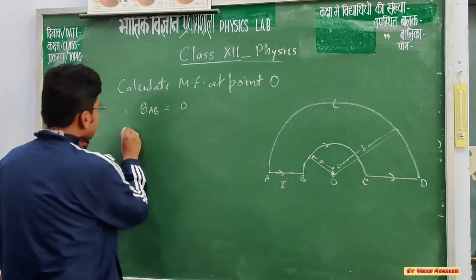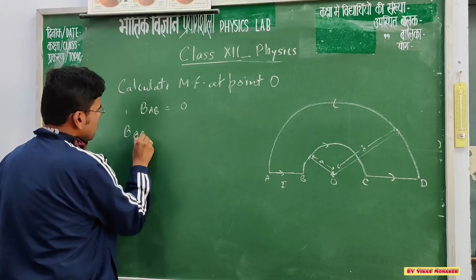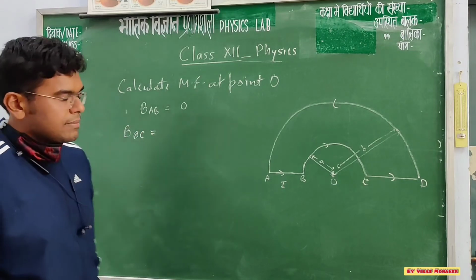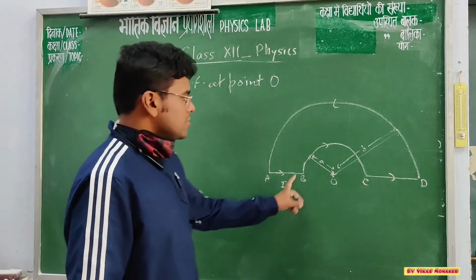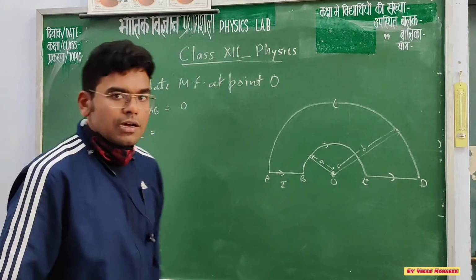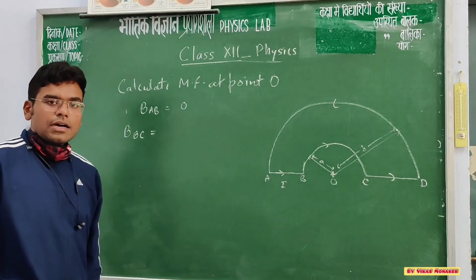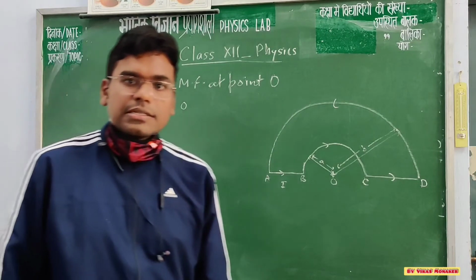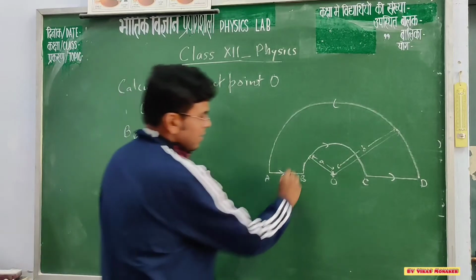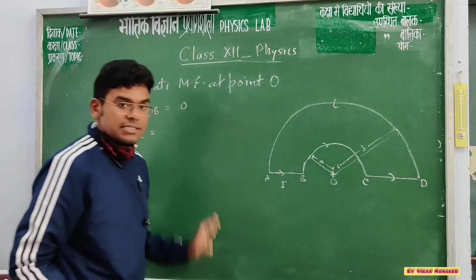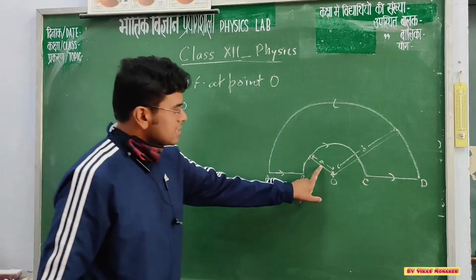Then we will find the magnetic field due to BC. BC shape is a semicircle. For a circle the magnetic field is mu naught upon 4 pi times 2 pi I upon radius. That is the magnetic field due to a circular current carrying loop at the center, and here we are calculating at the center. But it is a semicircle. Radius is A.